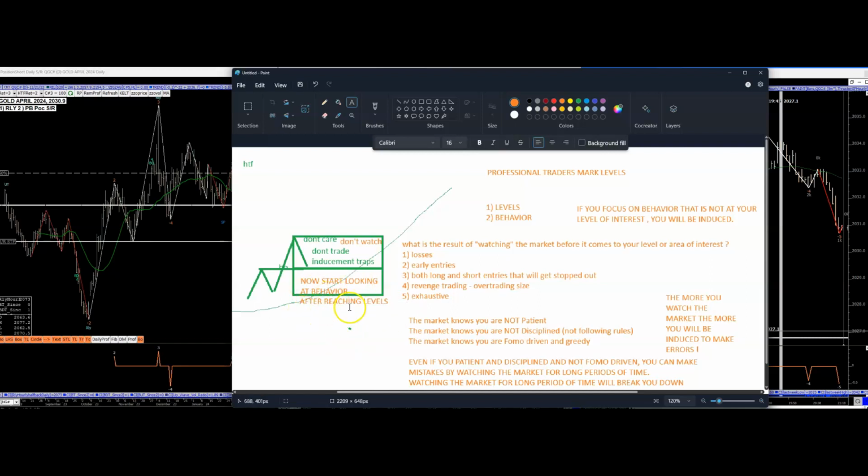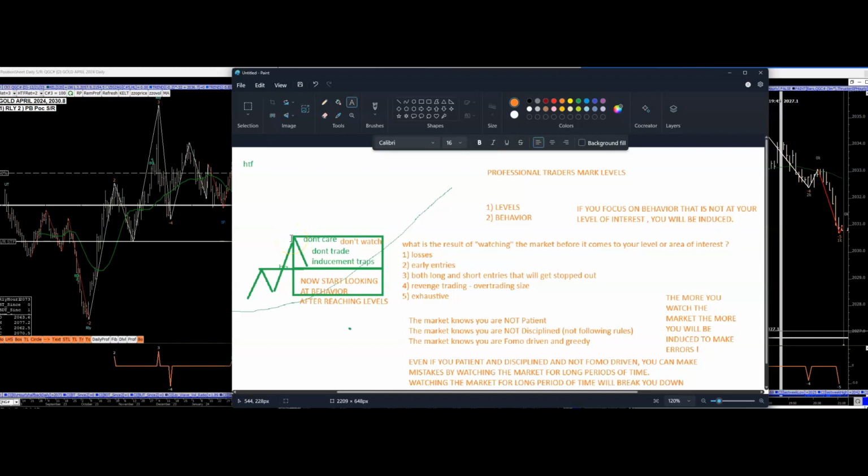Now start looking at behavior after reaching levels. All right, after reaching levels, now you start looking at behavior. There's no point looking at all here, here, here. Absolutely no point. And it is a major error to just watch the market all day, looking at this level, looking at what it's doing and its behavior.